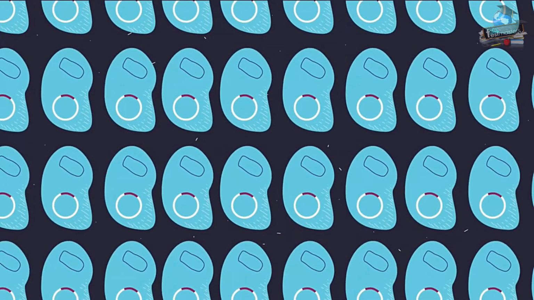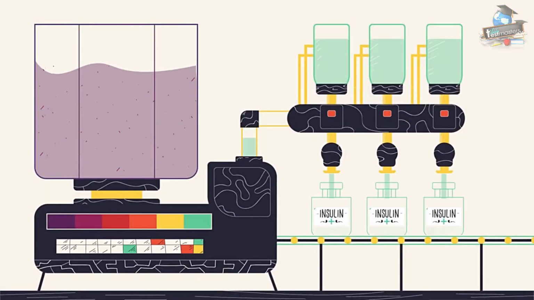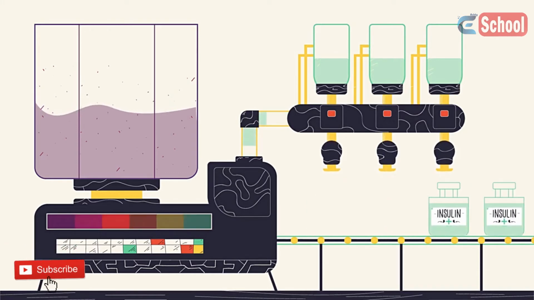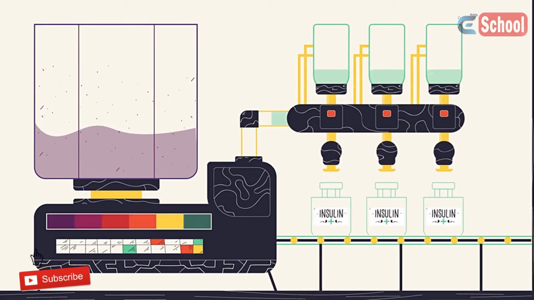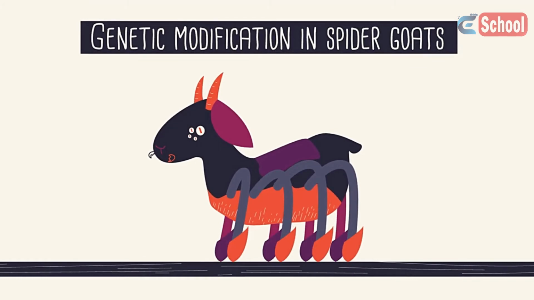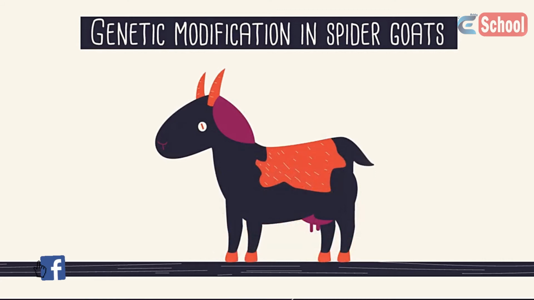And a little while later, we have millions of bacteria producing the human insulin protein and excreting it. The human insulin is filtered out and purified and can then be used by people with diabetes. How simple is that for saving lives? Spider goats are also a great example of a genetically modified organism. They aren't as scary as they sound.